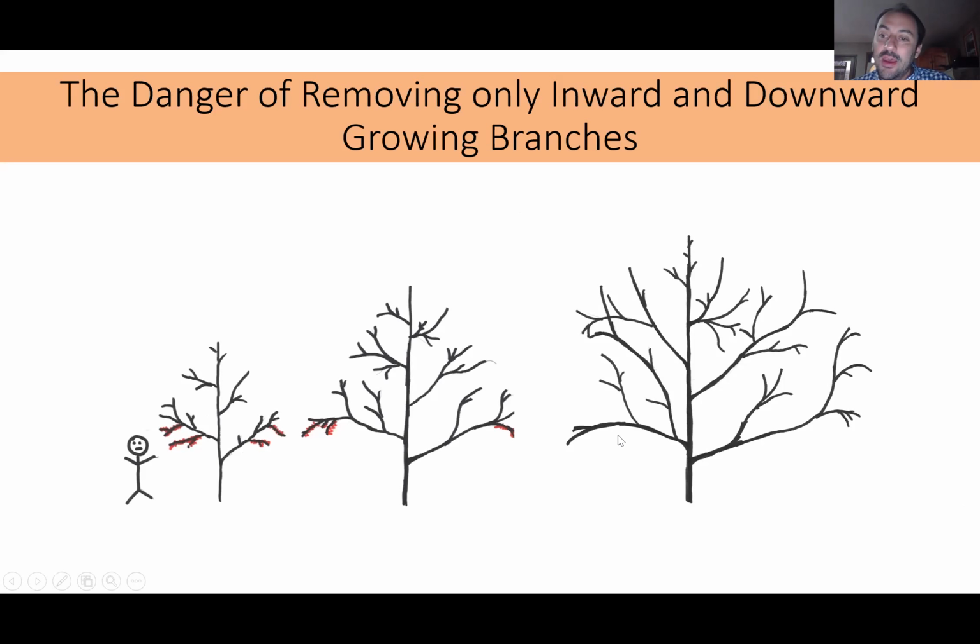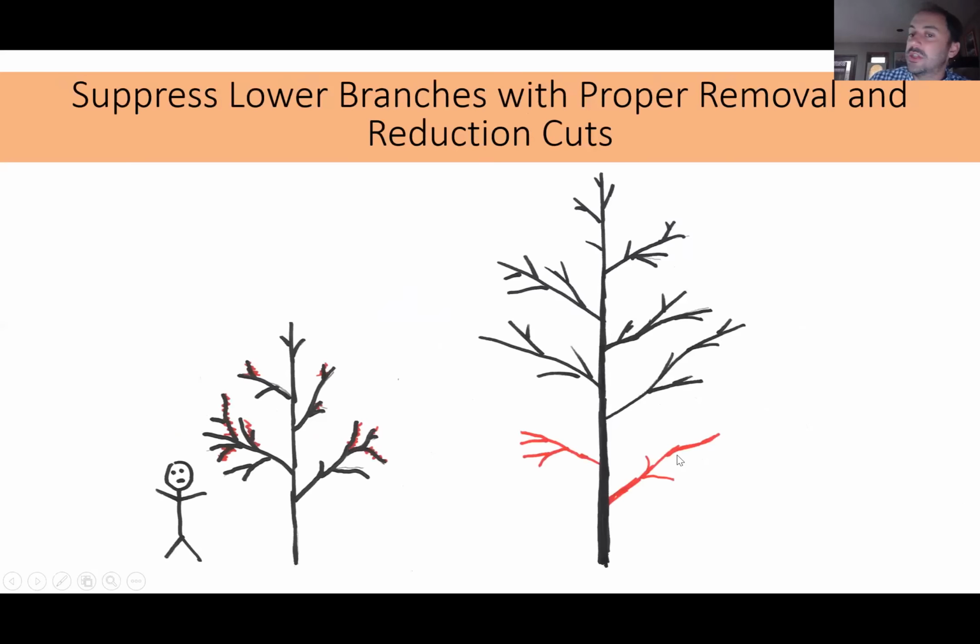to keep it clear. What happens over time, if that's all you do, is that these lower branches get larger and larger, and every year removing the downward growing growth, but leaving the branch, they get larger and larger, and eventually they get too large to safely remove. So instead of that, what we should do is suppress that branch to keep it small and then remove the whole branch to get it out of the way, right? If it's too low, if we don't plan on it being part of the permanent canopy, the whole branch should come off, just not the downward growing branches coming off of it.